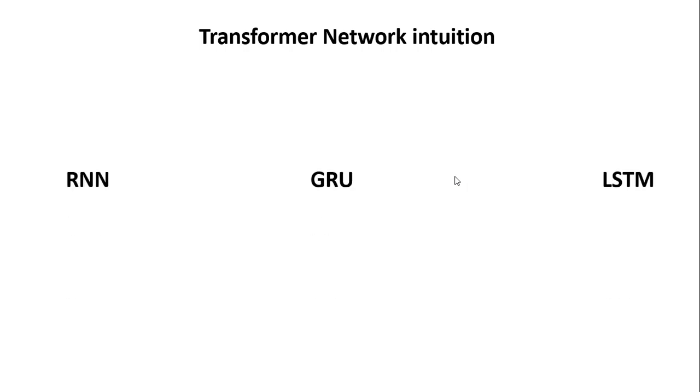In the previous RNN, GRU and LSTMs, our data was sequential. So if you are considering an RNN or GRU or LSTM, your data is processed sequentially. Suppose you have 10 inputs. In order to calculate the output at the 10th time step, you need to compute the output of 9 different time steps before the 10th one.